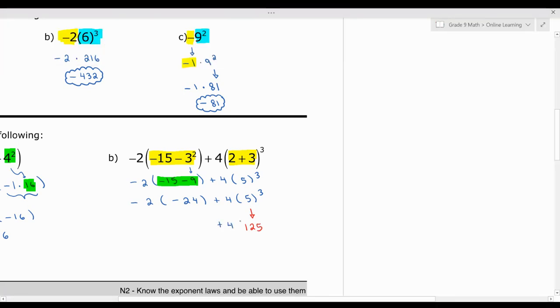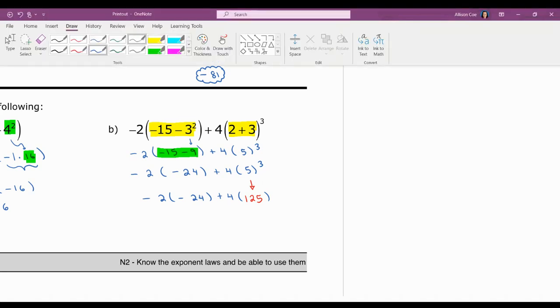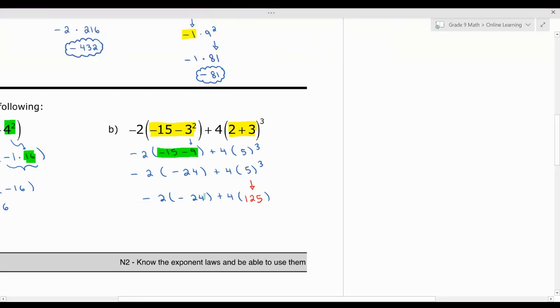Still have the 4, you put that in brackets. Still have this minus 24 and that minus 2. Okay, so now there's multiplication here, there's an addition, another multiplication. So clearly I'm going to have to clean these up next. So I have to multiply first. So I will get positive 48 plus 500. And then finally add those together, you would get a final answer of 548.